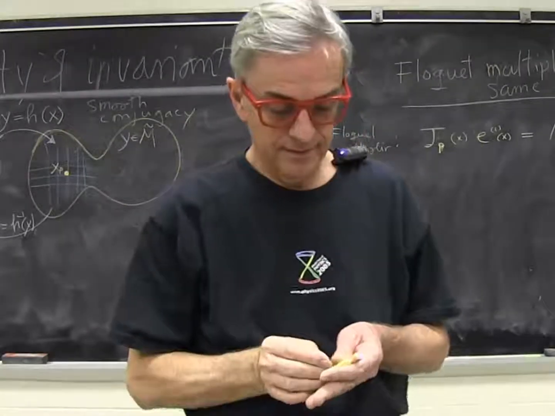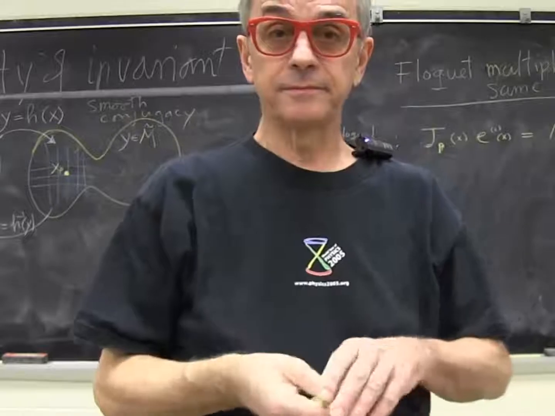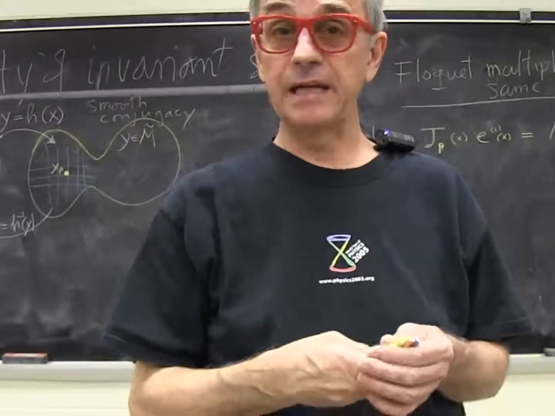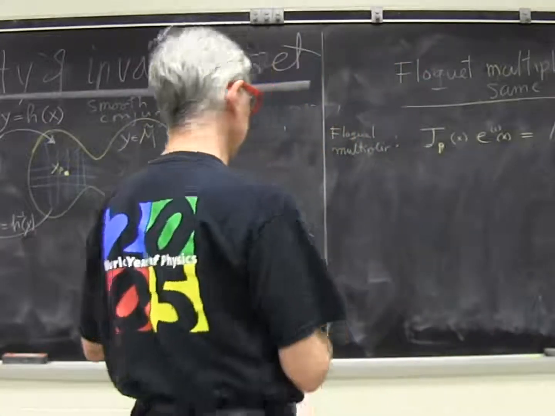Next, time. Evolution in time is an abelian group. What does that mean?